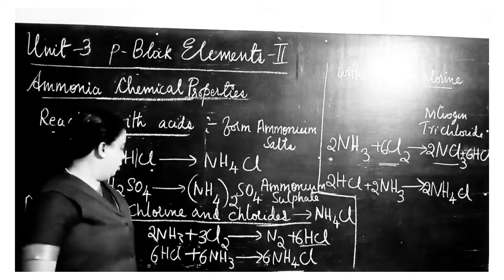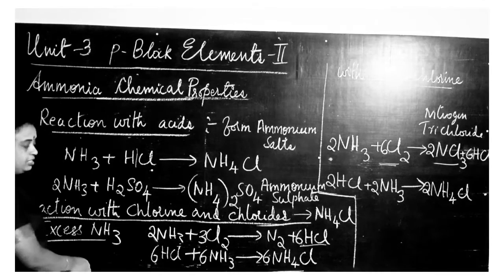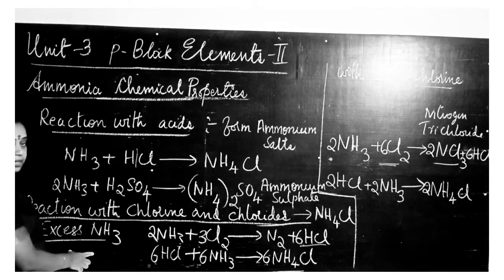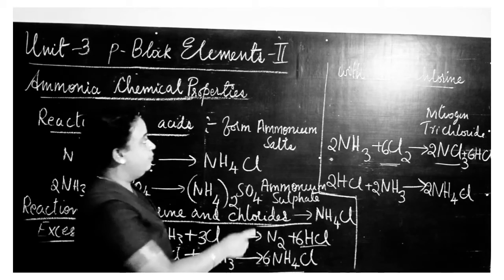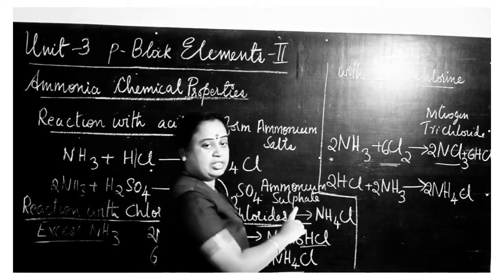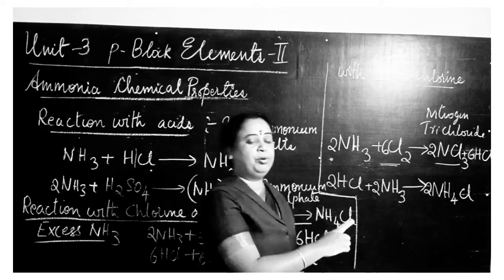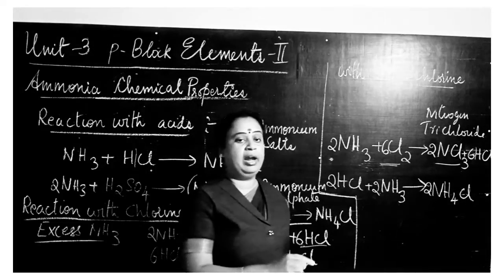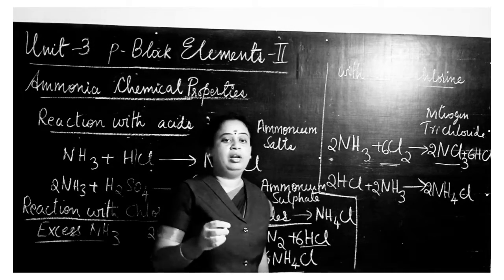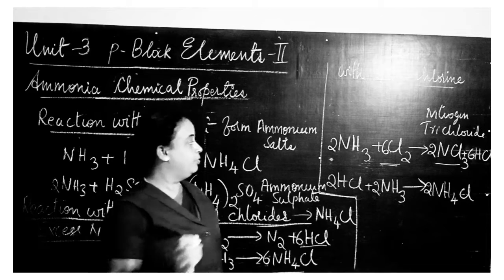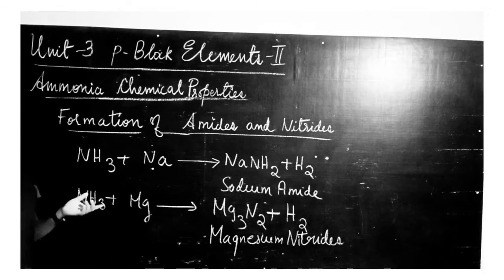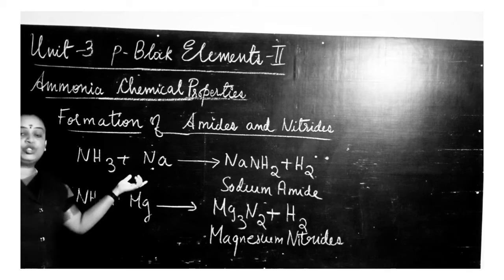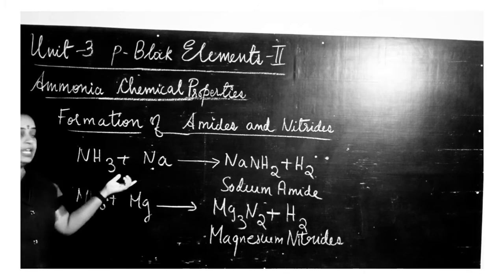Fine. So when excess ammonia is involved in the reaction with chlorine, yes, you get ammonium chloride. When excess chlorine is involved in the reaction with ammonia, then the product you get is nitrogen trichloride, which is a powerful explosive. Fine. Now let us see how ammonia reacts with sodium. Strong electropositive metals like sodium.